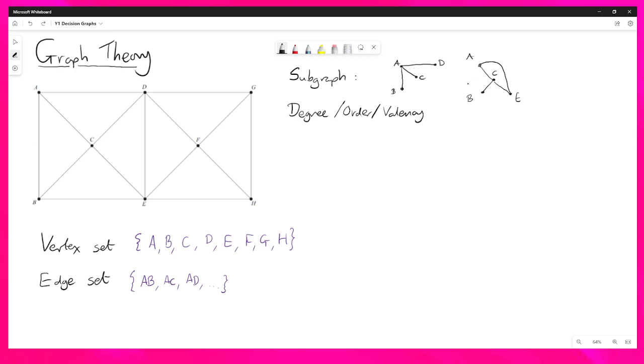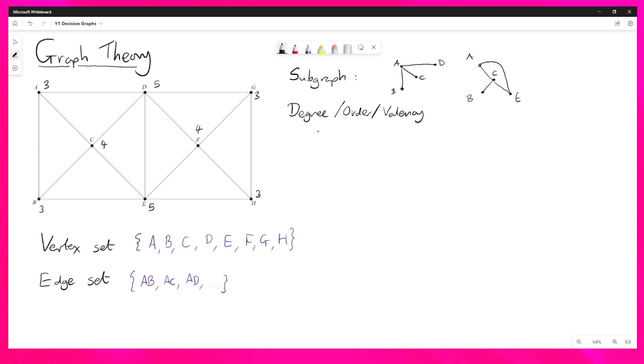Now, a really important concept is the degree of a vertex. And the degree is the number of arcs that are touching the vertex, or known as incident to it. So we can see here we've got 3 connections at A. So A has order 3, and so on. B has order 3, C has order 4, D has order 5, and so does E. F has order 4, and then G and H both have order 3.